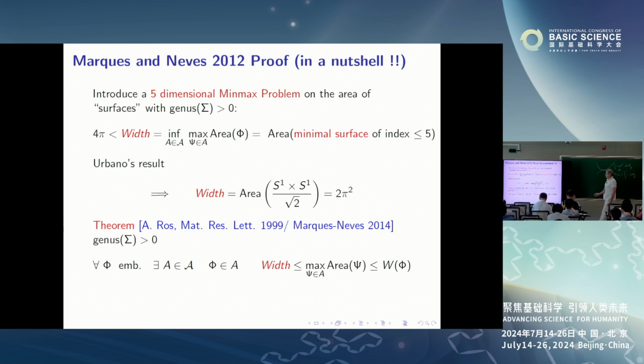And what you prove is that for any embedding, you can produce such a path, a 5-dimensional one, such an admissible family, which is controlled by the Willmore energy. Therefore, the width is always less than the Willmore energy of any surface, any embedding, and any immersion also, of surfaces of non-zero genus. This special family is called the canonical family of phi.